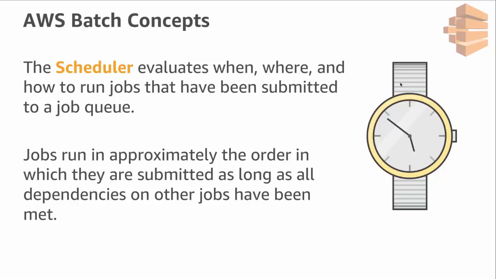Jobs will run in approximately the order in which they are submitted as long as all dependencies on other jobs have been met, right? So if you do set dependencies, that will more or less define the ordering. If a job has been specified that it cannot run until a dependency is in place, it will wait. Otherwise, they'll simply run approximately in the order in which they're submitted.